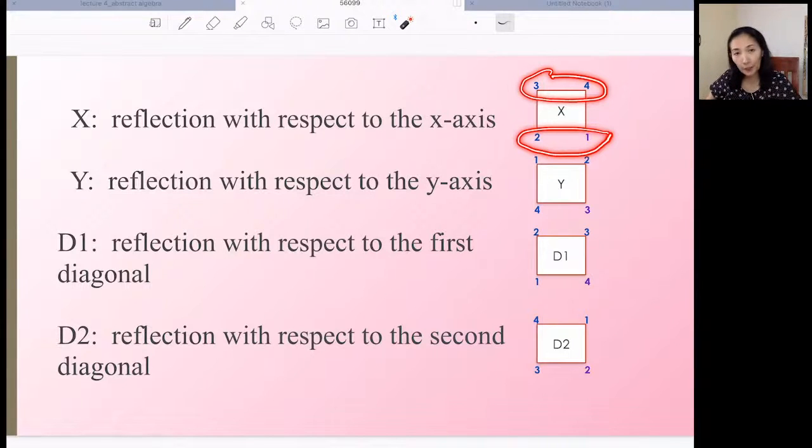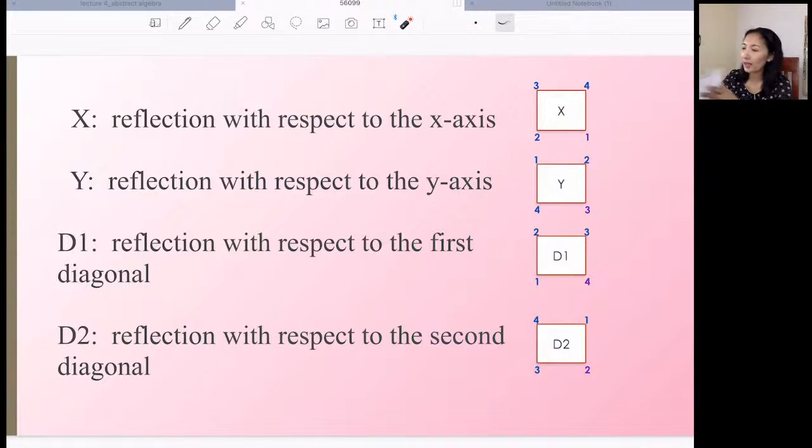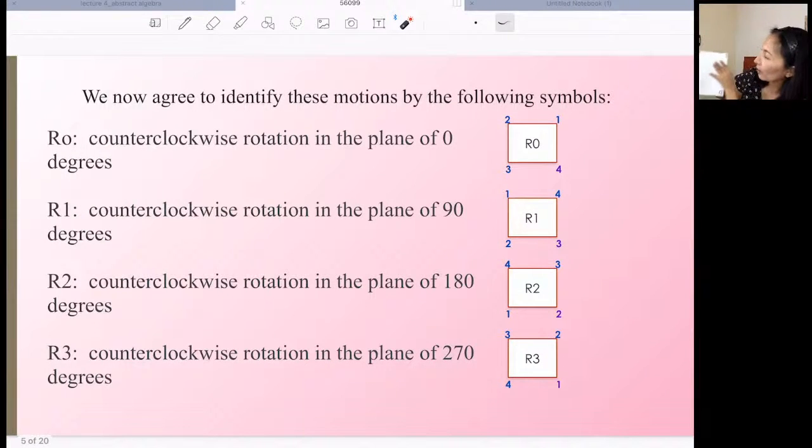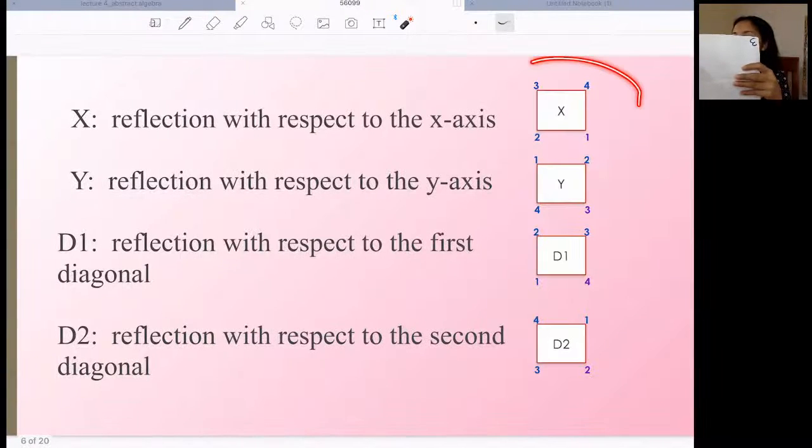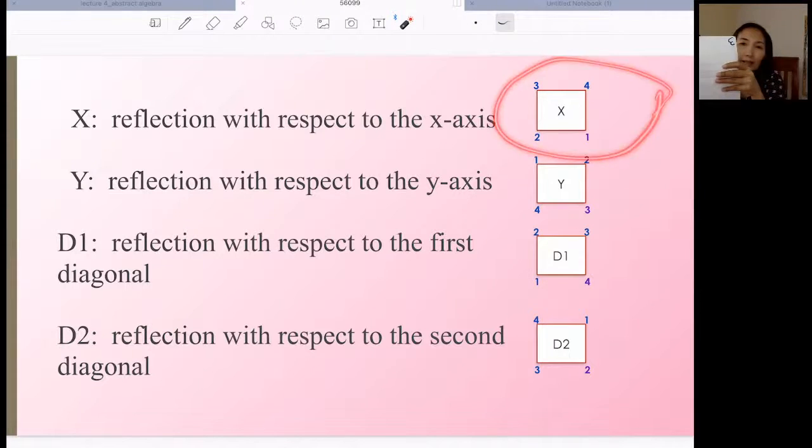Okay, so in your paper, if the original position is this, flip it over or reflect it with respect to the x-axis, you'll have this. Okay? You'll have there 4, 3, 2, 1. How about y?